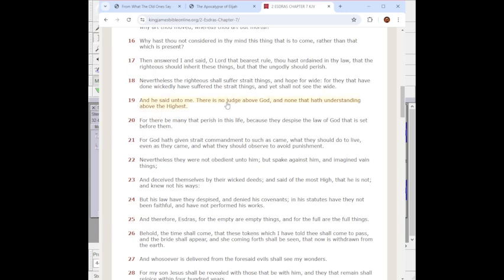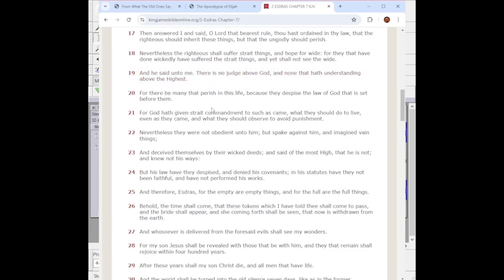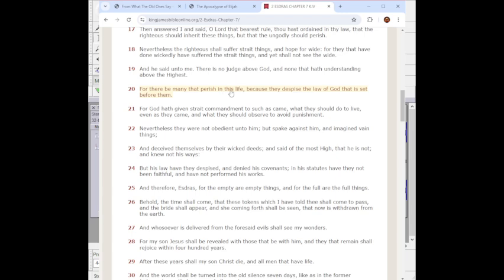And he said unto me, There is no judge above the Most High, that eternal law, and none that has understanding above the highest. For there be many that perish in this life, because they despise the law of the Most High that is set before them, that eternal divine law of love. For the Most High has given us a commandment to such as came, that they should do to live, even as they came, and what they should observe to avoid punishment.